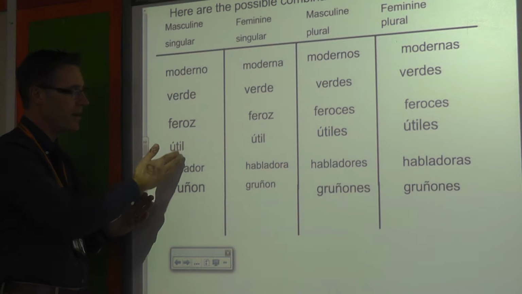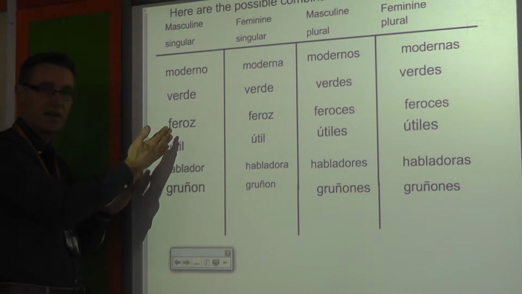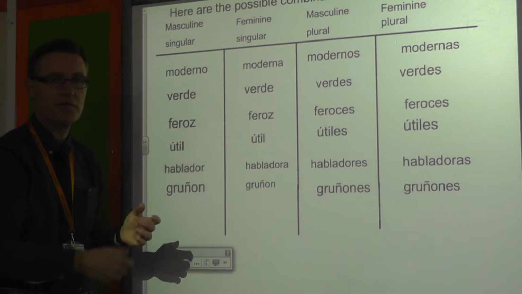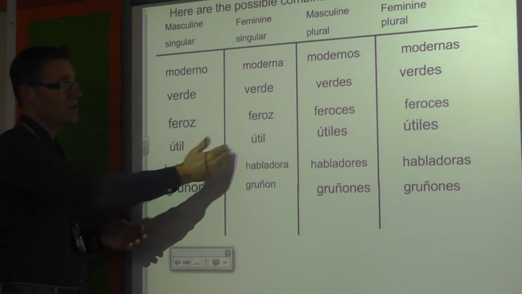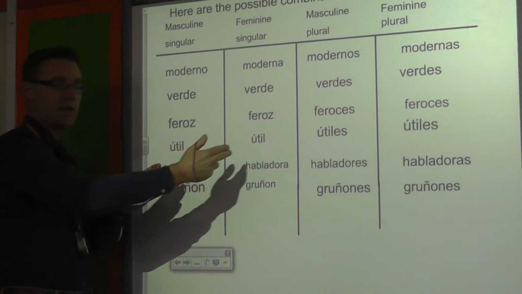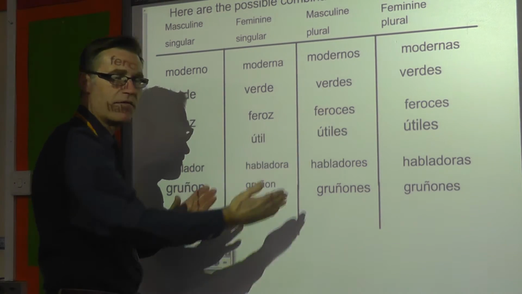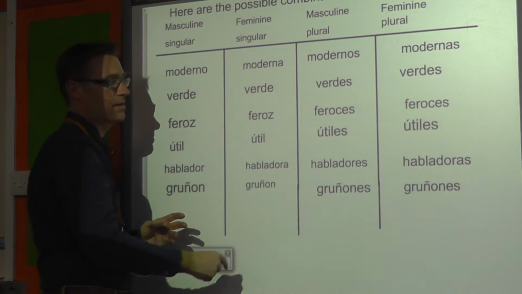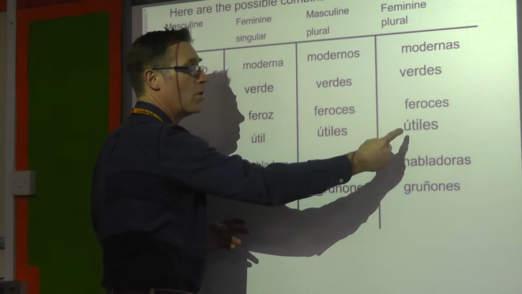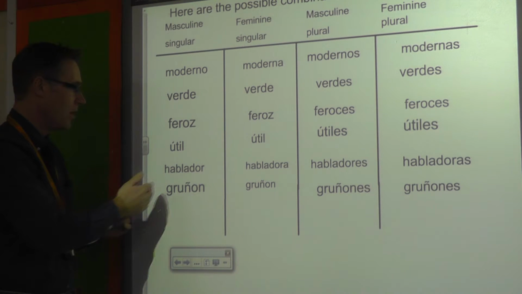Okay, let's have a look at an adjective that ends in L, and there's quite a few that we could choose, but we're going to use útil. So in the feminine singular it's the same, útil. Here's the difference, but it's a similar difference, there's lots of patterns, lots of similarities here. Útiles, masculine plural, feminine plural, útiles.